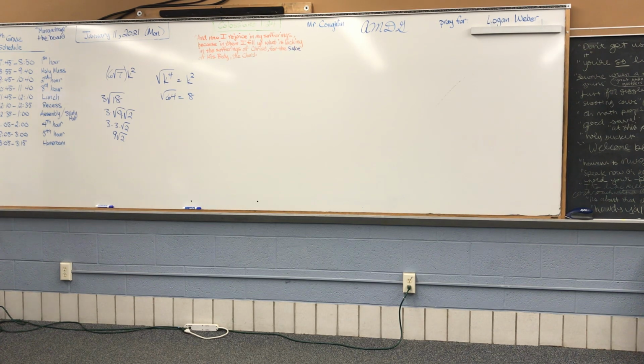Extra credit, number 26. Write them in, please. The simplified version is negative 48a squared times radical 6b. Negative 48a squared times radical 6b.